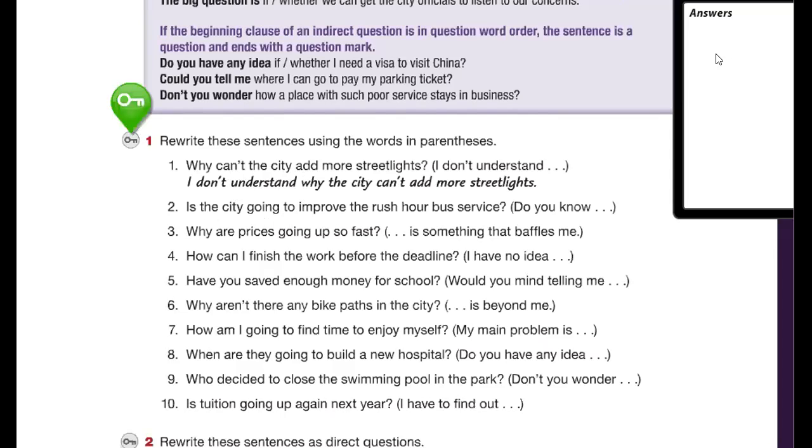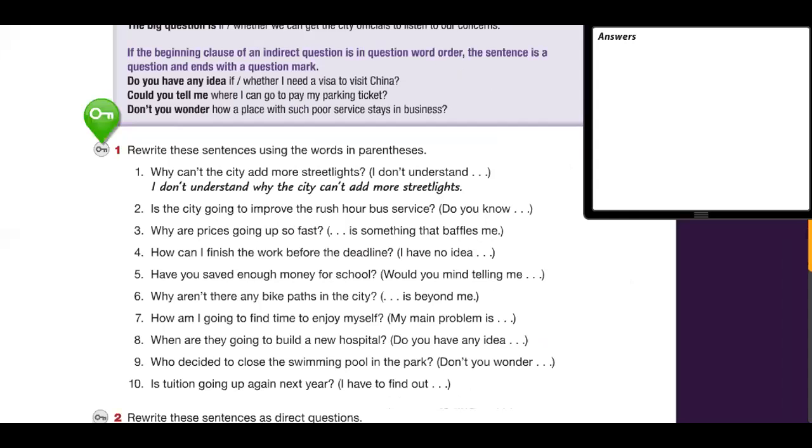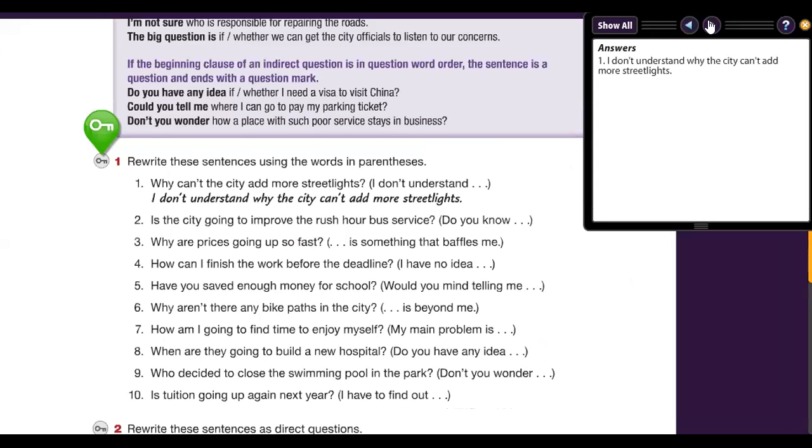Let's try with the second one. Who can help me try the second one? Me, teacher. Okay. Is the city going to improve the rush hour bus service? And with the parenthesis, do you know the city going? No, do you know? Is the city going to improve the rush hour bus service? It's just a yes/no question. This is a question. We have to use that form. It's missing something.